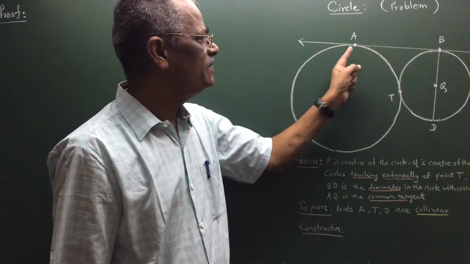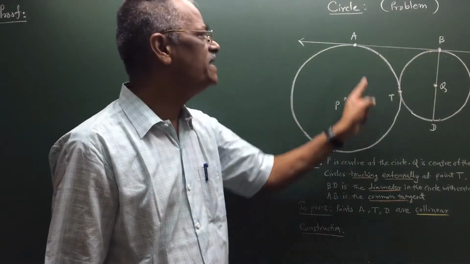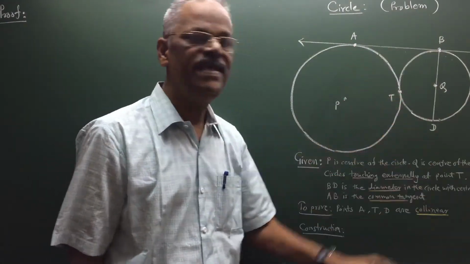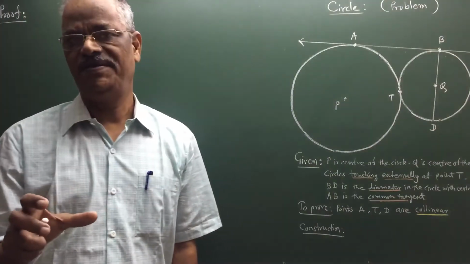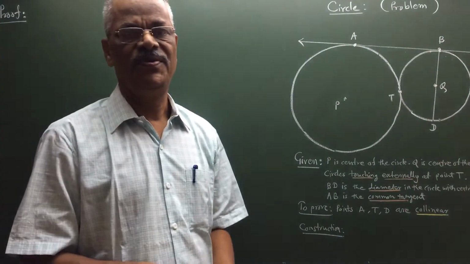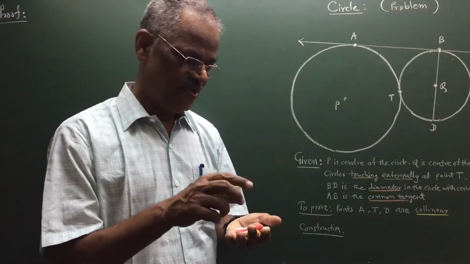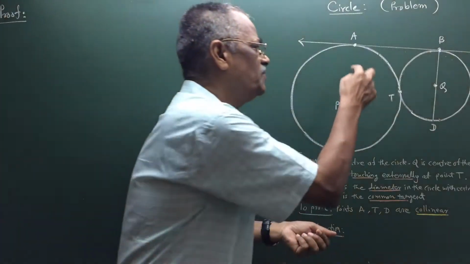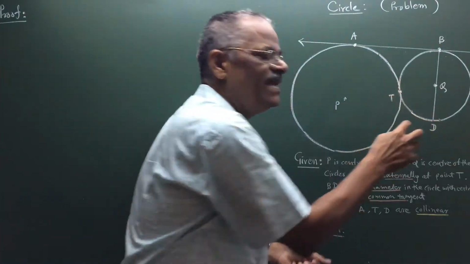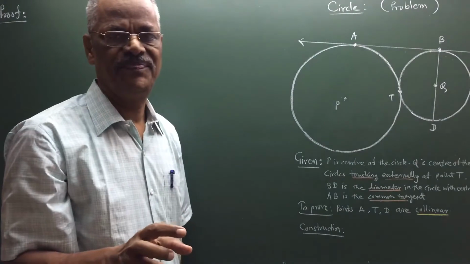See that, what is the question there? Show that A, T, D are collinear. This is your problem. So we have to show that A, T, D are collinear.